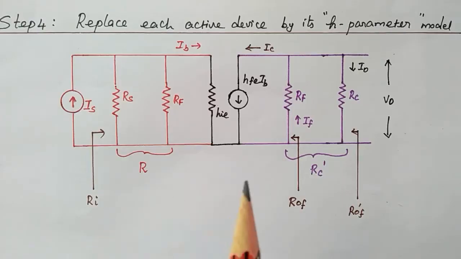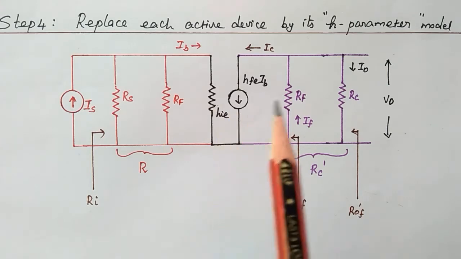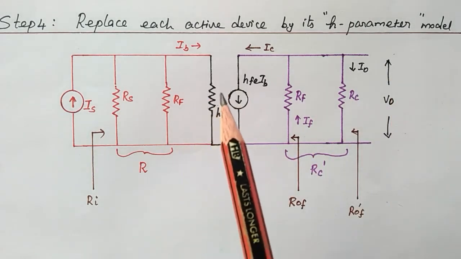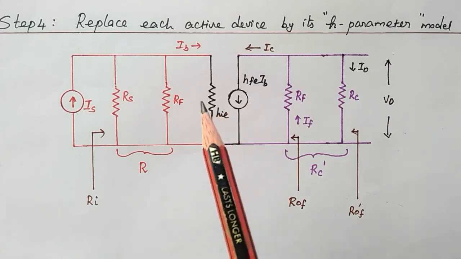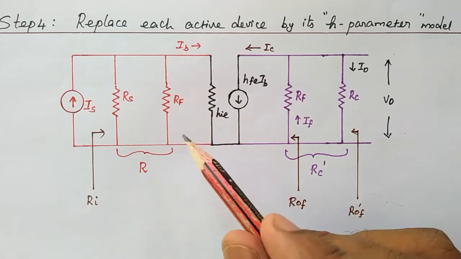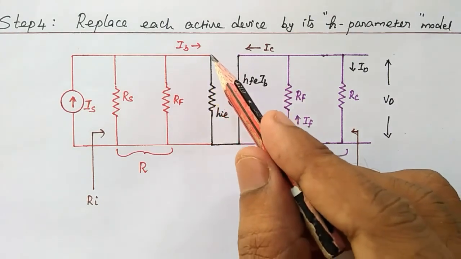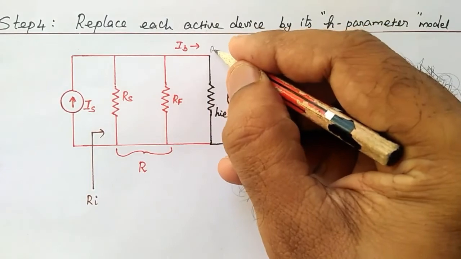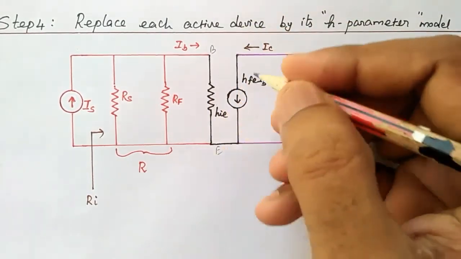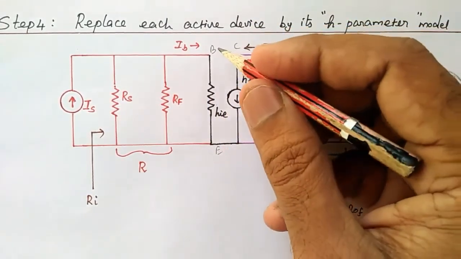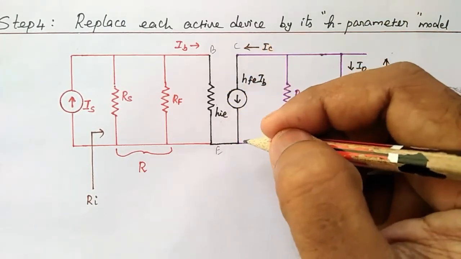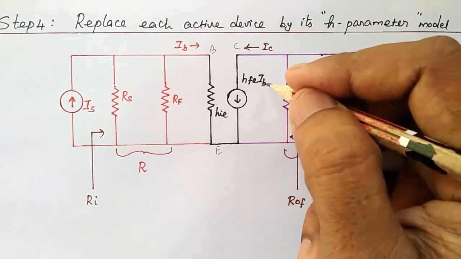In step 4, we usually replace the active device with the H parameter model. Here the active device is the BJT, so the BJT is replaced with the H parameter model. This is the base terminal, this is the emitter terminal, and this is the collector terminal. Between base and emitter we have an input resistance called HIE, and between collector and emitter terminal we have the current generator HFE-IB.